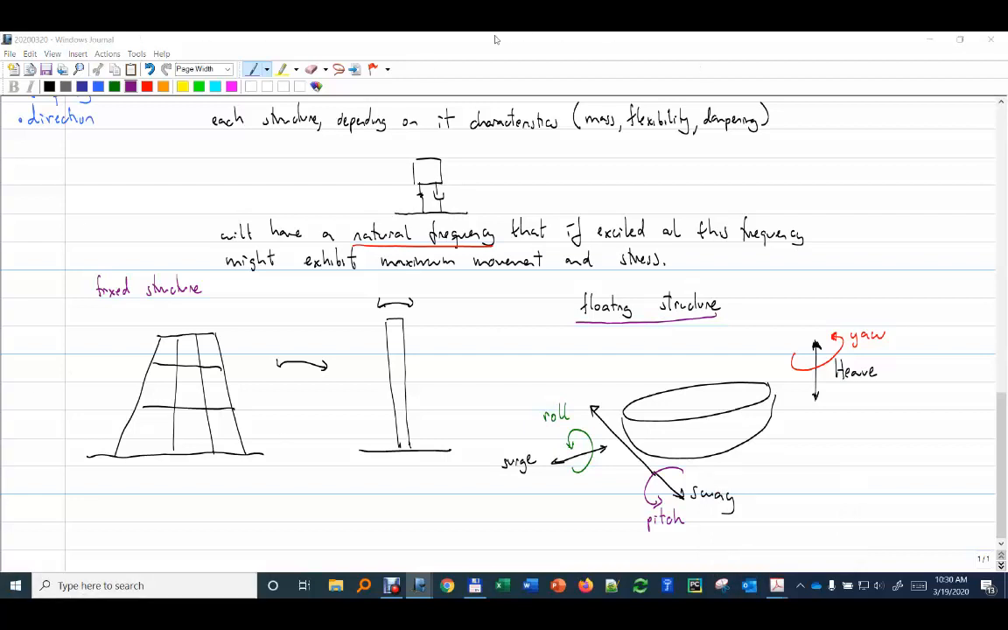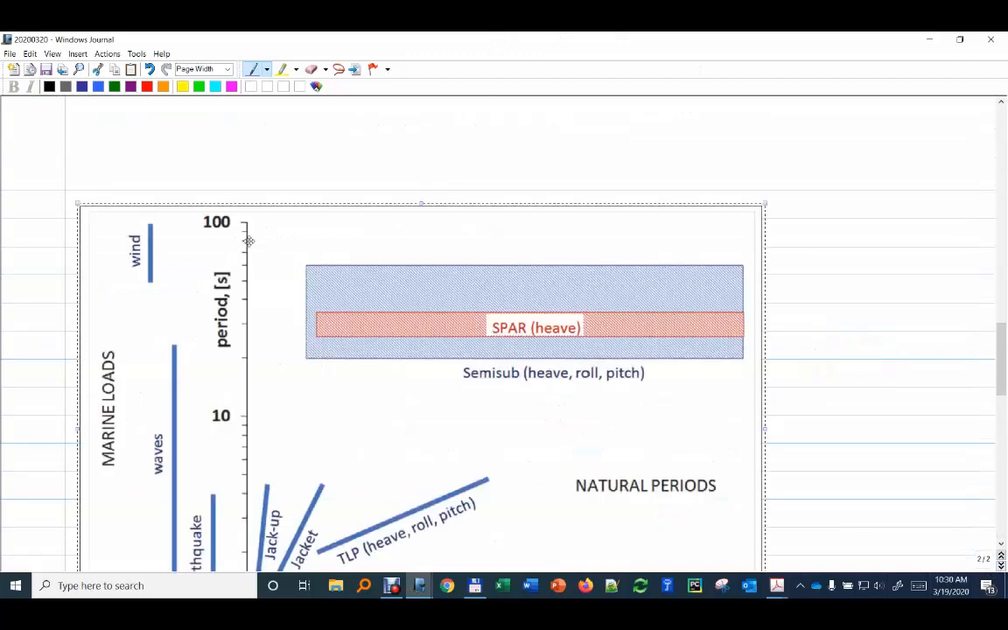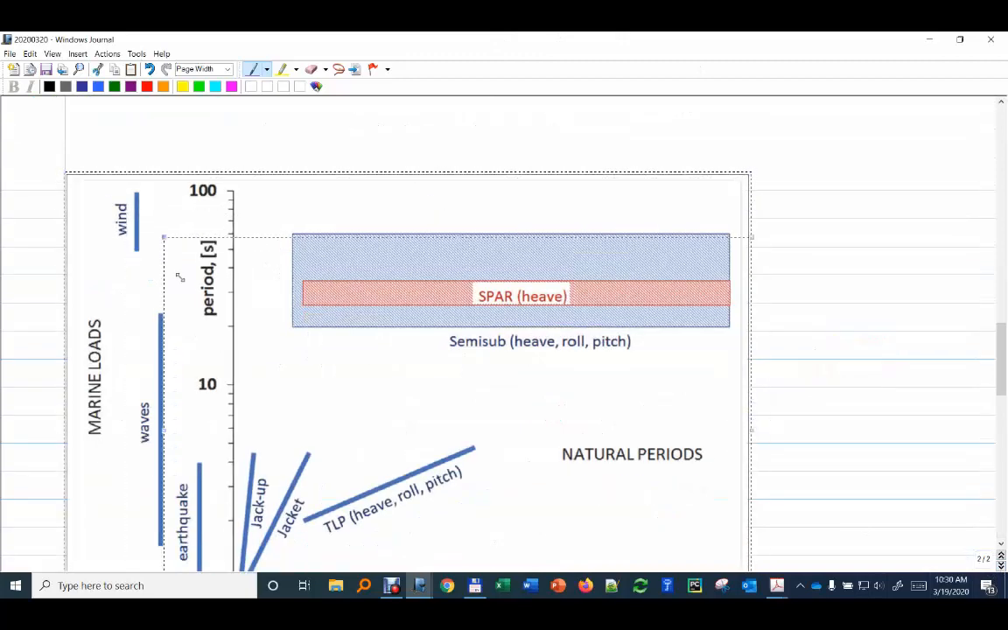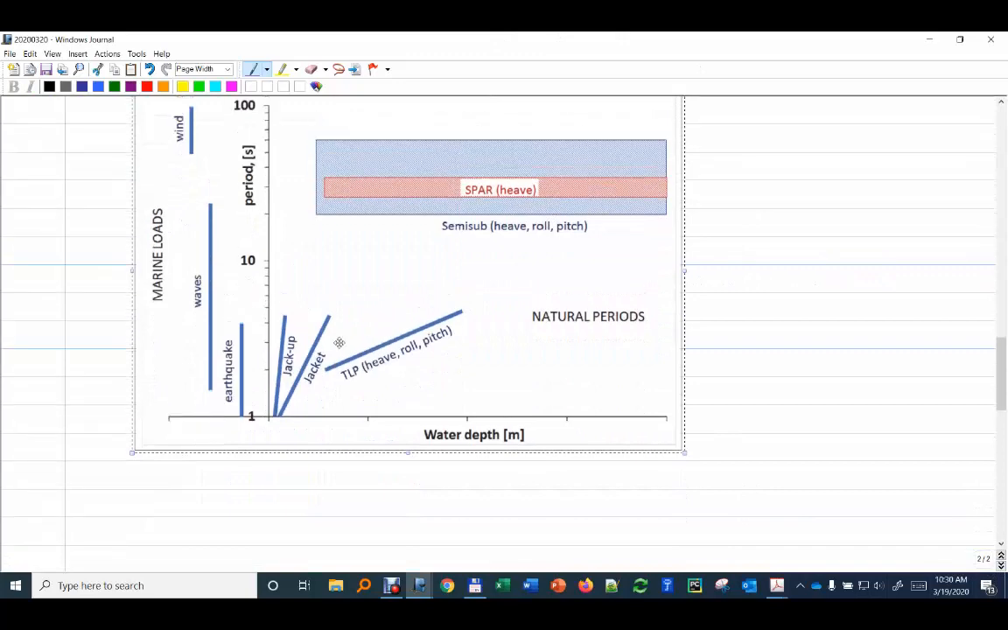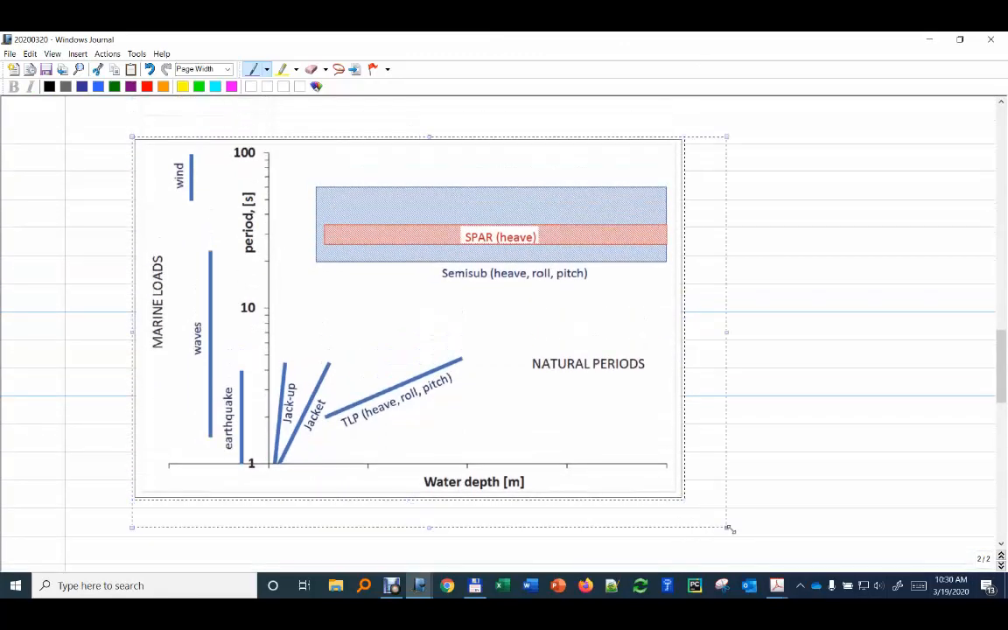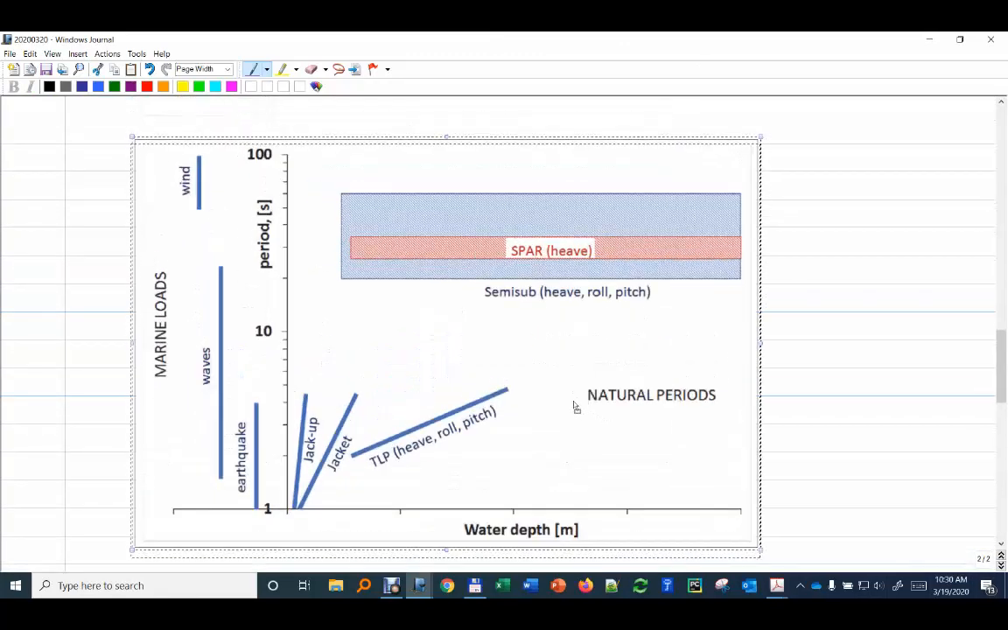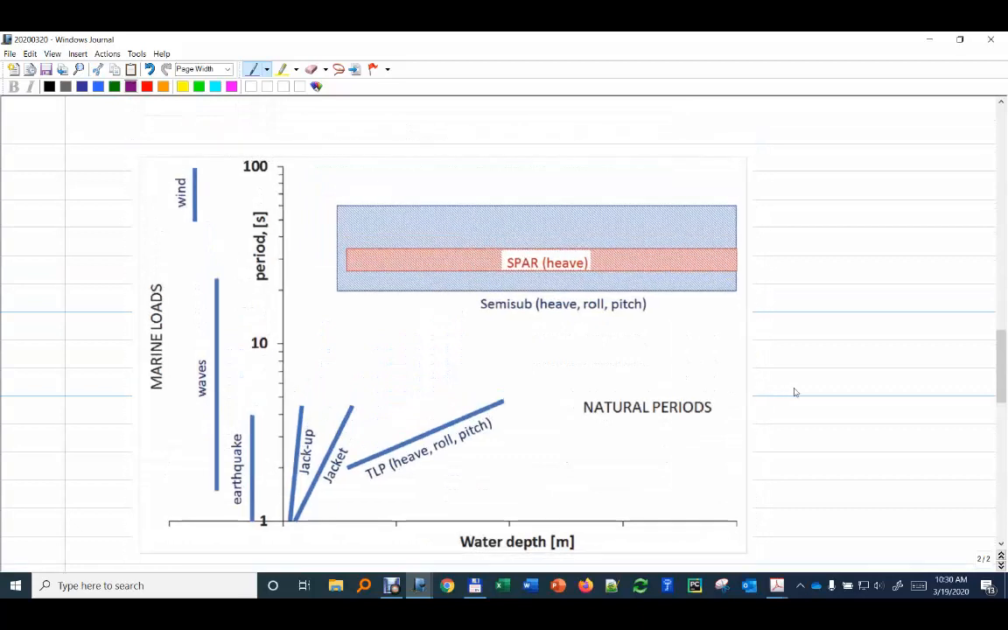Okay, some of the natural frequencies or some of the natural periods, remember frequency and period, of some vessels that I have. I took this figure from a presentation given by Equinor, and then I modified it myself so that I'm able to use it. But essentially here on the y-axis you have the period of different types of excitation.